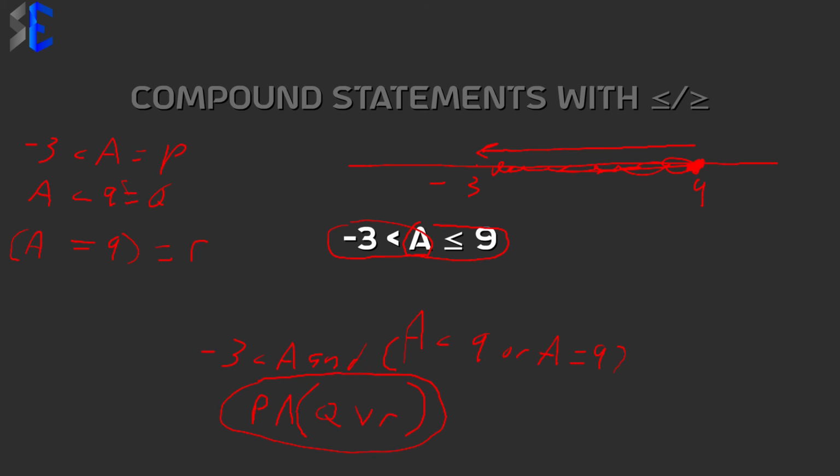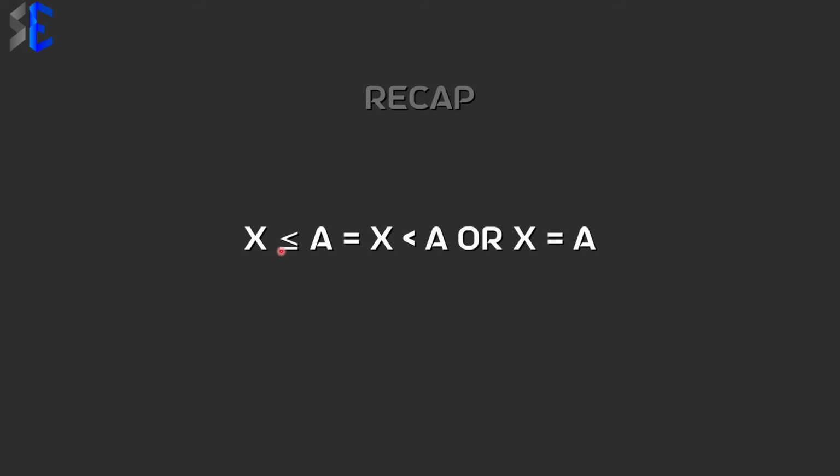And I suggest you watch this section a few times over, because my explanation wasn't entirely perfect. But if you can understand that regardless of whether a is equal to 9 or less than 9, it is always going to be greater than -3, that's why you use this and statement here. So here's the final takeaway. When you have a less than or equal to symbol, or greater than or equal to symbol, it's equivalent to x is less than a or x is equal to a.